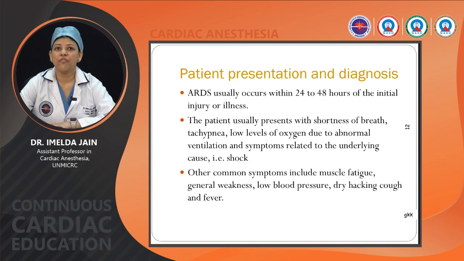How does a patient of ARDS present to us? So, the patient of ARDS will usually come to us within 24 to 48 hours of an initial insult or injury. The patient will have symptoms of shortness of breath, very fast or tachypneic breathing, that is respiratory rate of more than 40 per minute, low levels of oxygen due to abnormal ventilation, and symptoms that are related to the underlying cause, for example, shock, sepsis, etc.